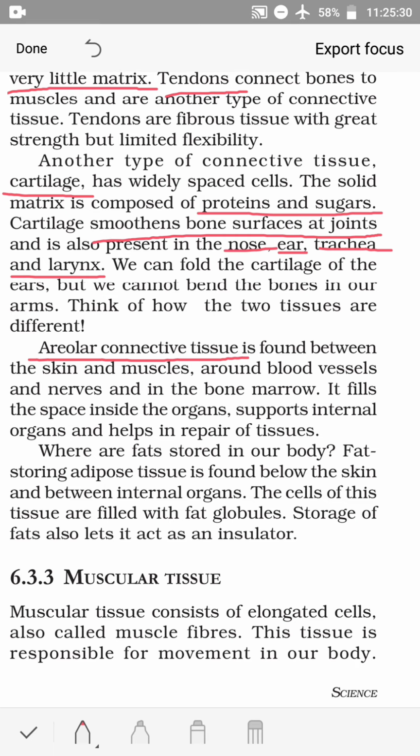Now, where is fat stored in our body? Fat storing adipose tissue is found below the skin. So another connective tissue, adipose tissue, which can also be called fat tissue. It is found below the skin and between internal organs. The cells of this tissue are filled with fat globules. Storage of fats also lets it act as an insulator.